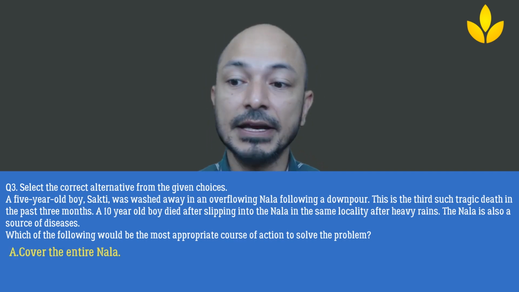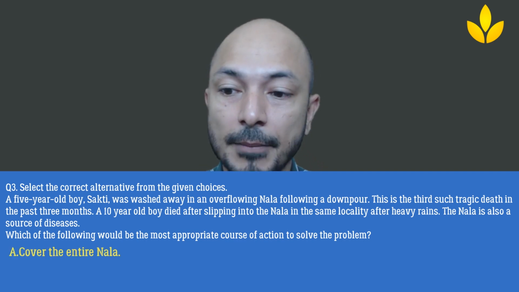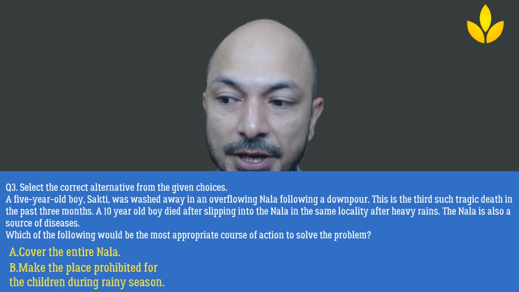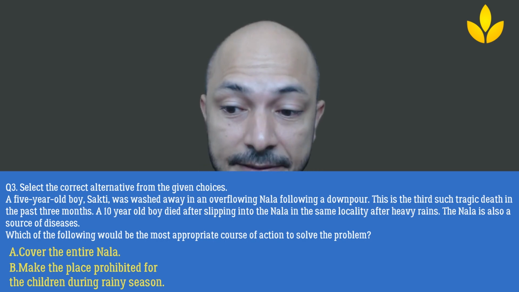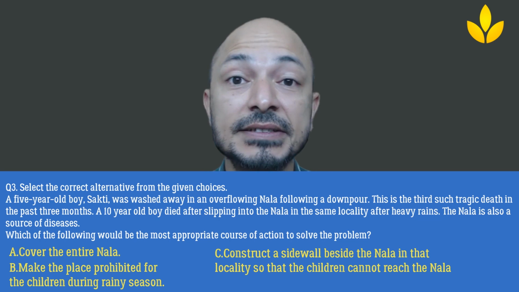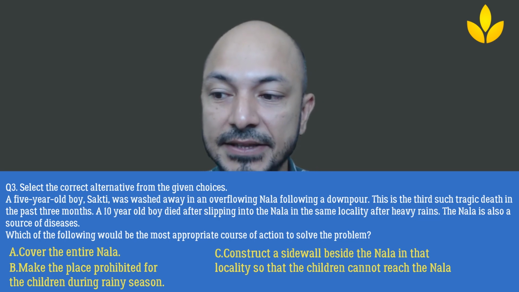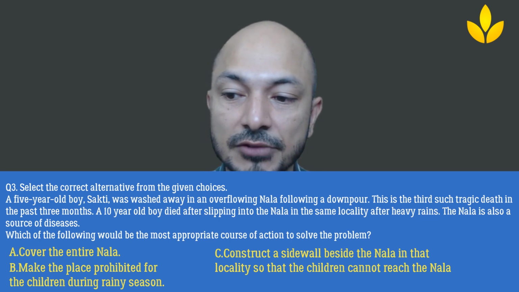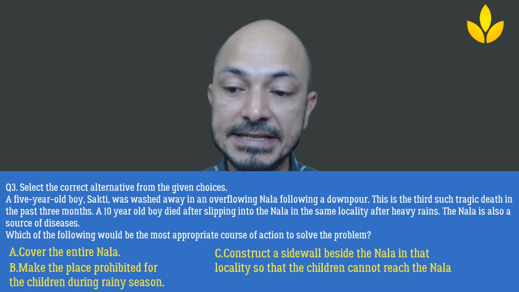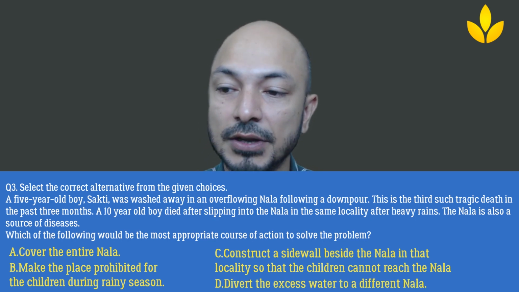And A says, cover the entire Nala. B says, make the place prohibited for the children during rainy season. C says, construct a side wall beside the Nala in that locality so that the children cannot reach the Nala. And D says, divert the excess water to a different Nala.